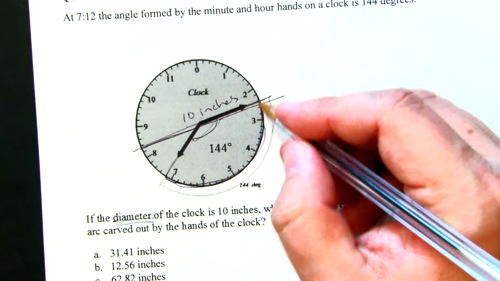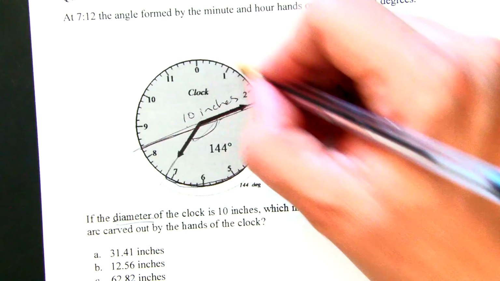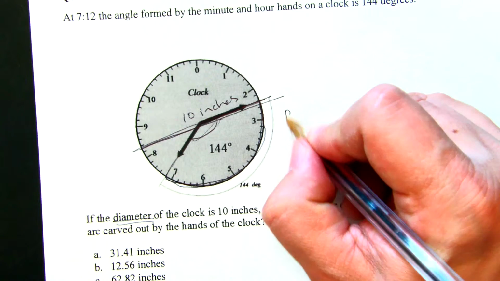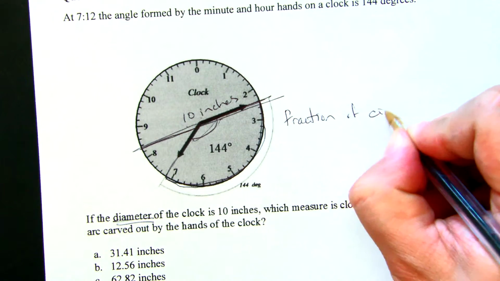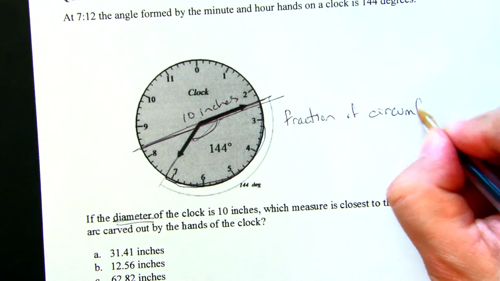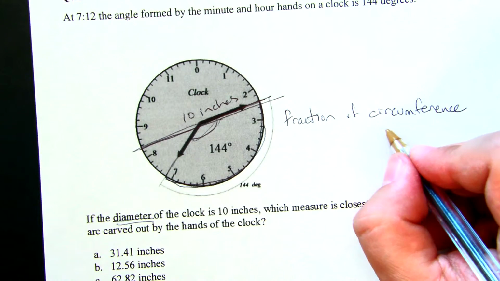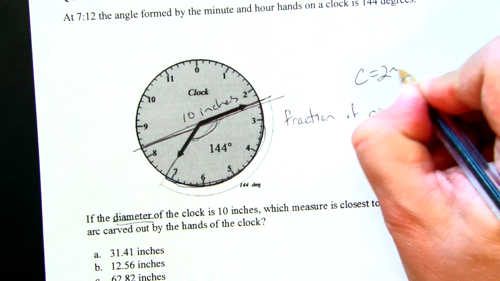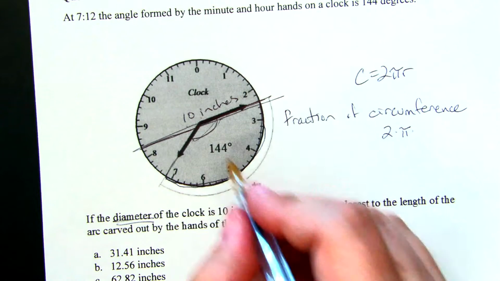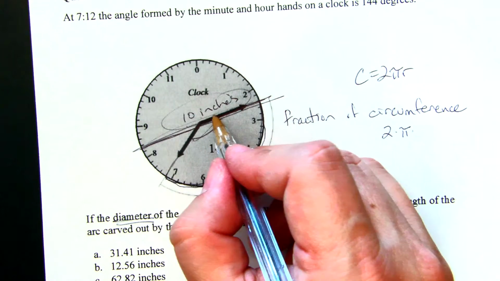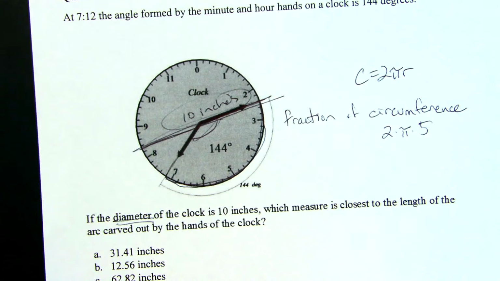Well, that arc is part of the circumference of the circle. Circumference is all the way around. So we're looking for, again, a fraction of the circumference. Okay, circumference is 2 pi r, right? C equals 2 pi r. So 2 times pi times the radius. Again, the radius, if the diameter is 10, then the radius is half of that, so the radius is 5.